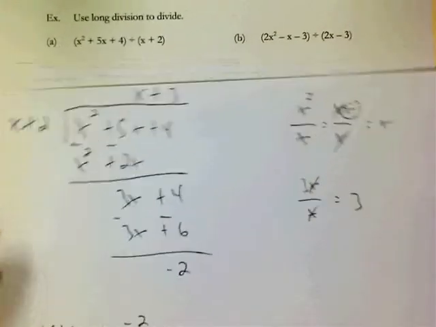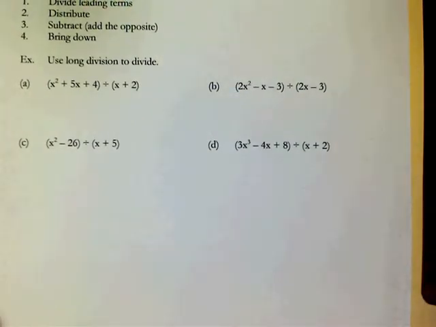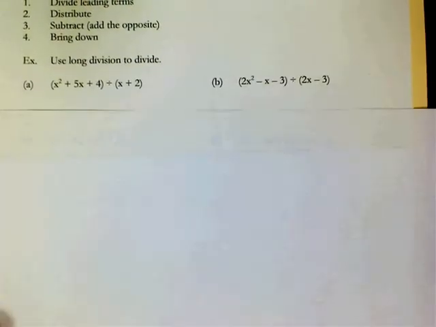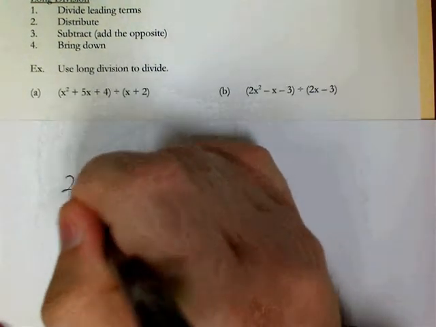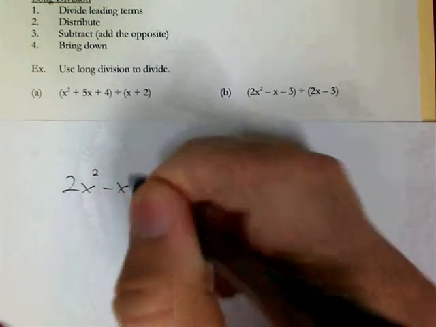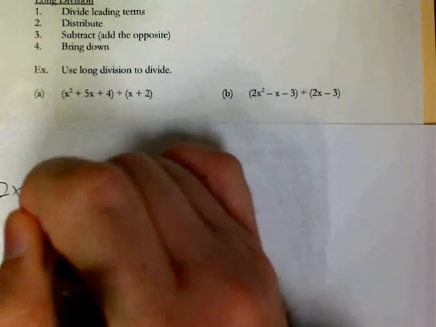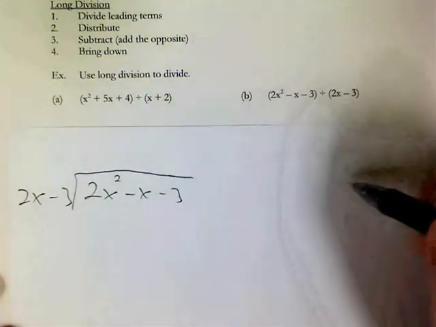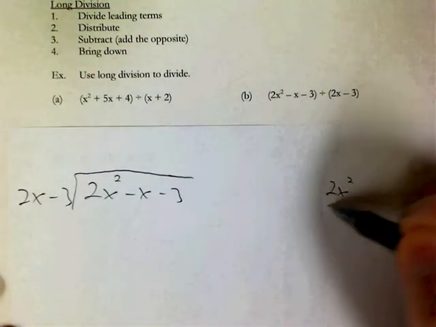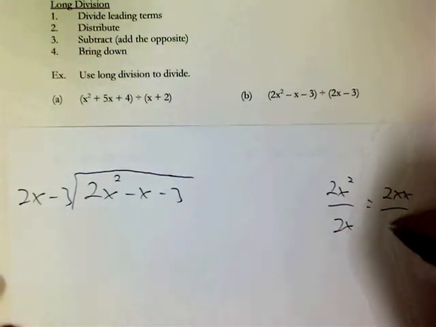Now, let's do another one. Question B. 2x squared minus x minus 3 divided by 2x minus 3. Once again, let's write it down properly. And we're going to do first terms again. We're going to divide 2x squared by 2x. And if you need to, write that as 2x times x divided by 2x.